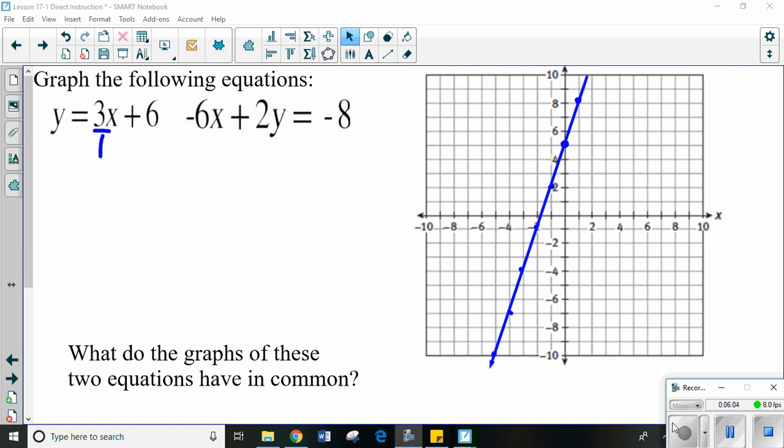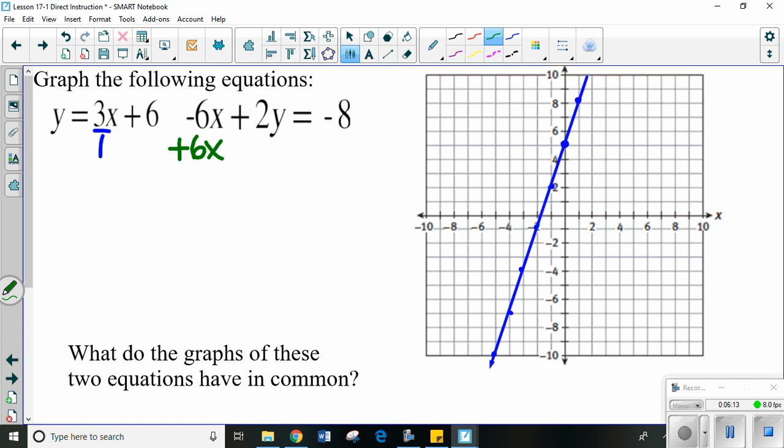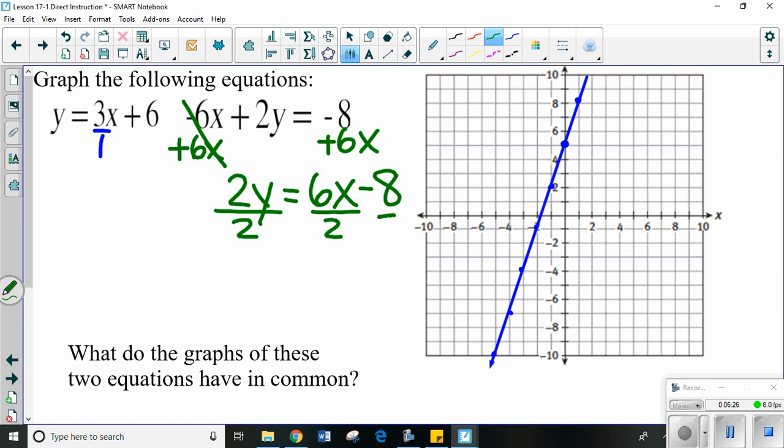The next one is in standard form, so I want to convert it to slope-intercept form. So I want to get 2y alone. So add 6x to both sides. 2y equals 6x minus 8. Divide everything by 2. That cancels. Y equals 3x minus 4.